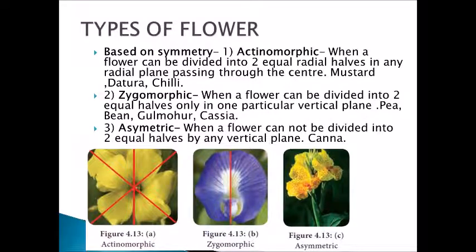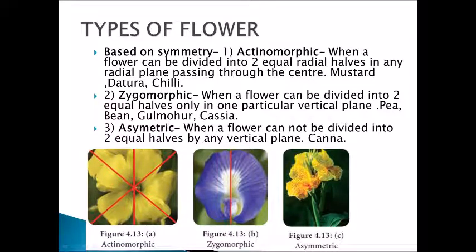There are different types of flowers. Let us see types of flower based on symmetry. First type, it is called as actinomorphic. When a flower can be divided into two equal radial halves in any radial plane passing through the center, then that is called as actinomorphic flower, and the examples are mustard, datura and chili.